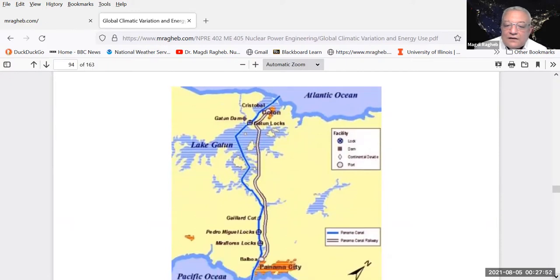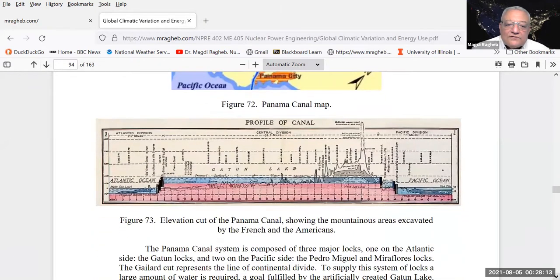And this is actually how the Panama Canal operates from the Atlantic Ocean. The ships are raised to Lake Gatun, a freshwater lake. They sail there to the other side, to the Pacific Ocean, and they are lowered back again in the system of locks and dams. And this is actually an elevation cut through the Panama Canal from the Atlantic Ocean. Here you would see 1, 2, 3 locks raise the ship into Lake Gatun. They sail there, and then they're lowered 1, 2, 3 into the Pacific Ocean.